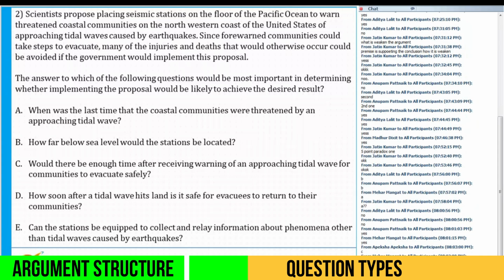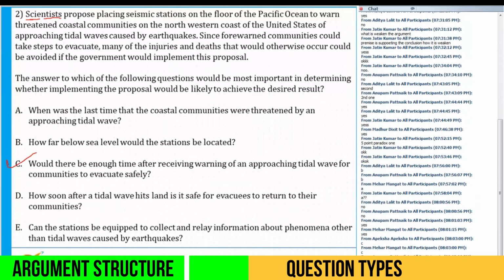Okay. So what is he saying? Yes. Very good. Answer should be C. He's saying that scientists will place seismic stations on the ocean floor. Because these stations will record all the vibrations caused by earthquakes, we will get some kind of warning. They will send us a warning, and because we will be forewarned, we can take steps to evacuate. So we can evacuate, and many injuries and deaths would be avoided.